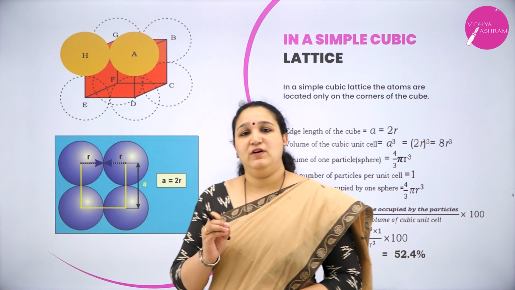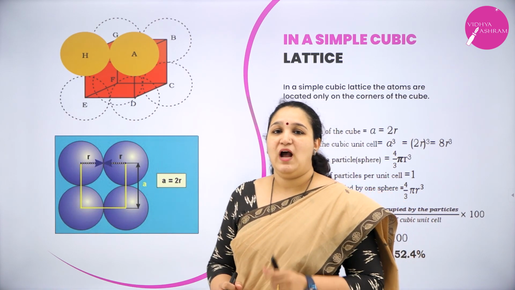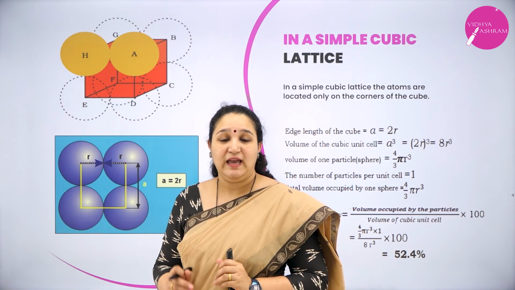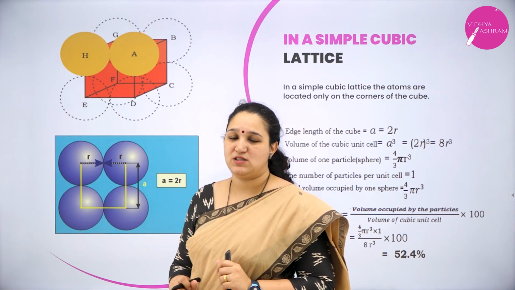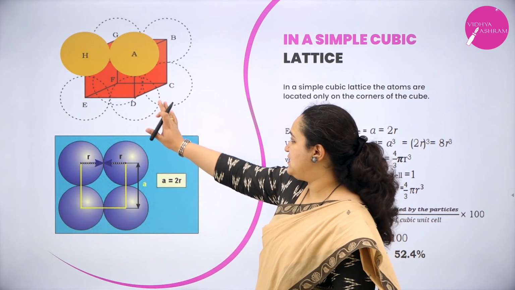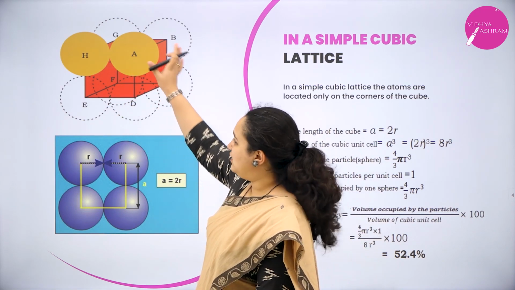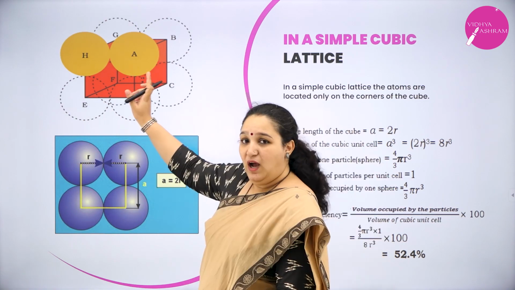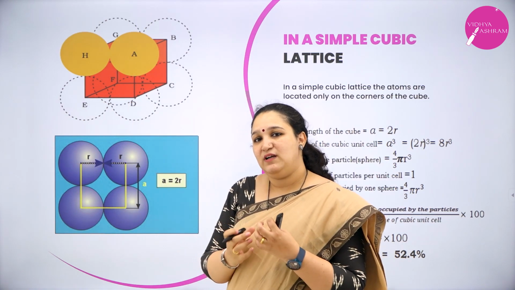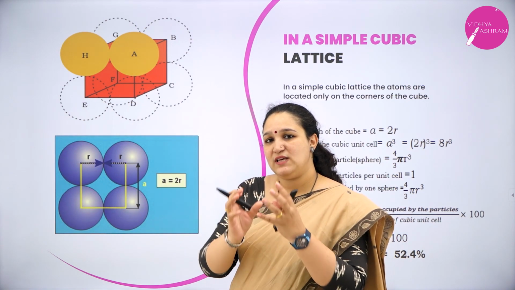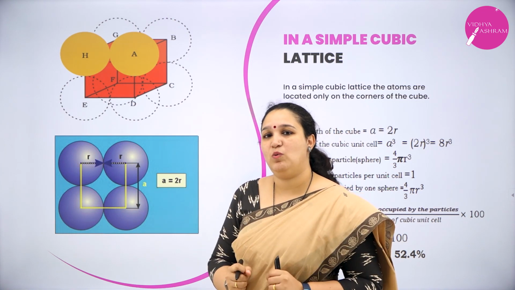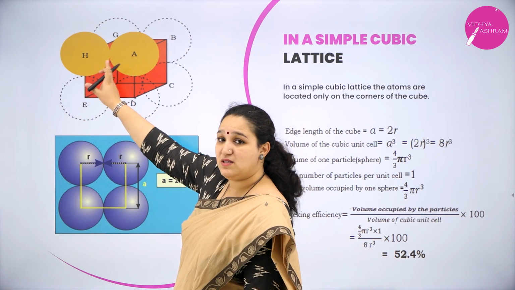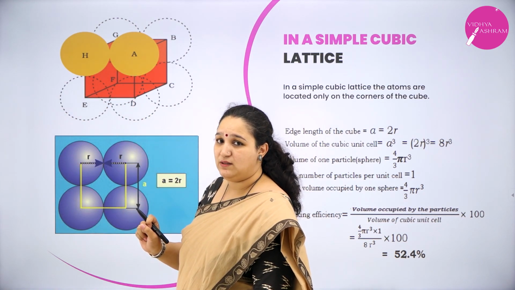In our primitive cubic unit cell, how many particles are there? 8 particles in 8 corners of a unit cell. You can see here in a cube, all the 8 corners are occupied by 8 particles. Also, in the space filled model, we know these particles are touching one another. You can see the particles are touching one another.